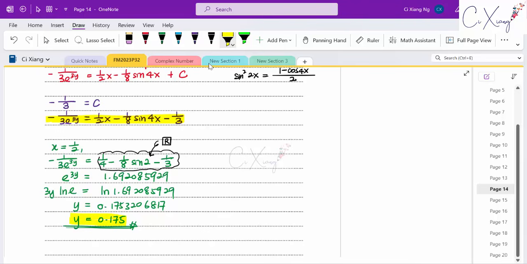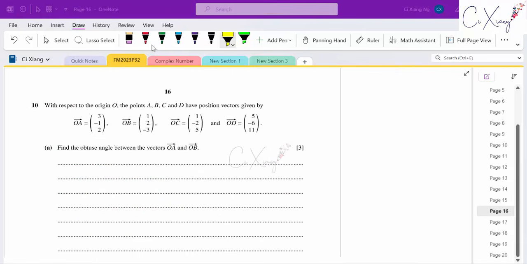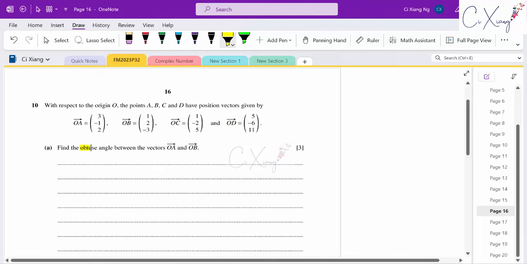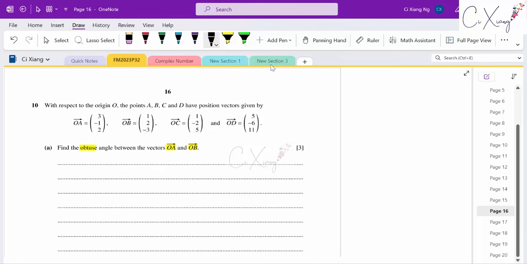Okay, so this is how we answer this question number 9. Okay, question number 10. We are having the position vector for the points A, B, C, D. They want to find the obtuse angle between the vector OA and also OB. To find the angle between two vectors, the general formula that we are using is P dot Q equals modulus P modulus Q cos theta.